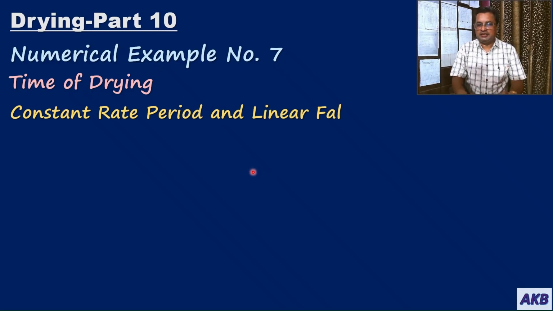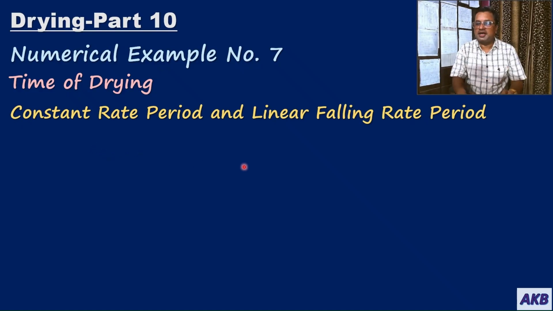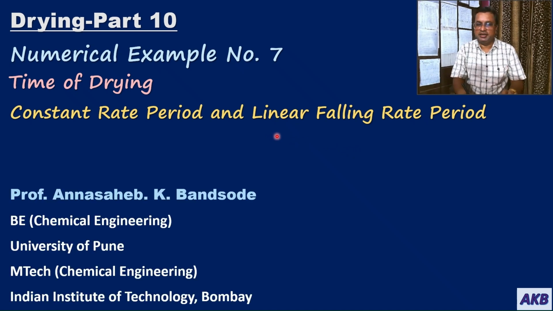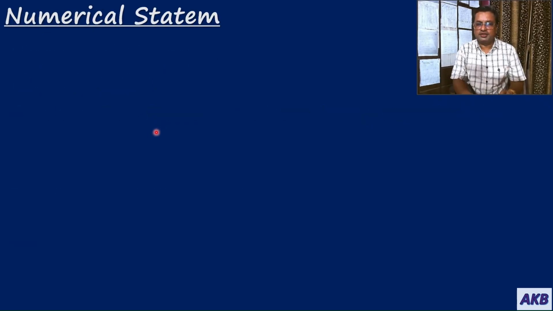If drying occurs both in the constant rate period as well as the falling rate period, and the falling rate period is linear. So we are going to learn how we can find the time of drying if drying occurs in the constant rate period, it occurs in the falling rate period, and the falling rate period is linear. So let us move ahead. Let us look at the numerical statement.